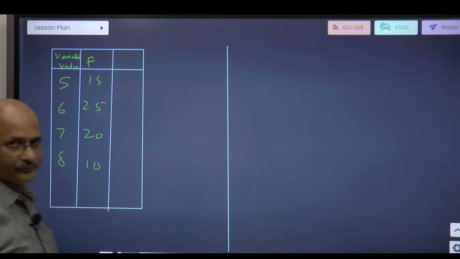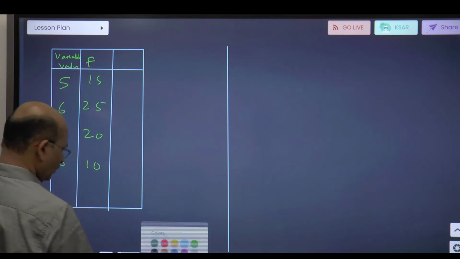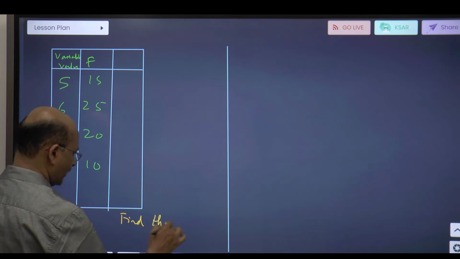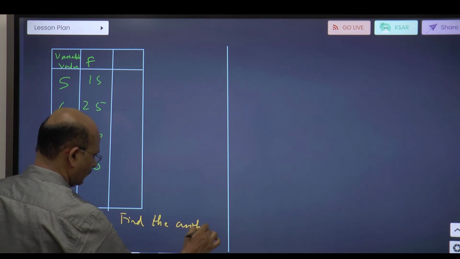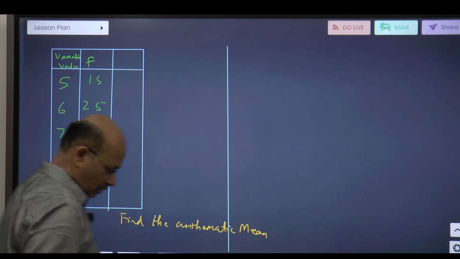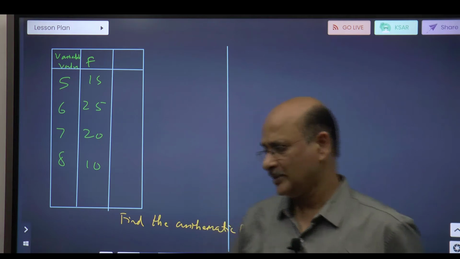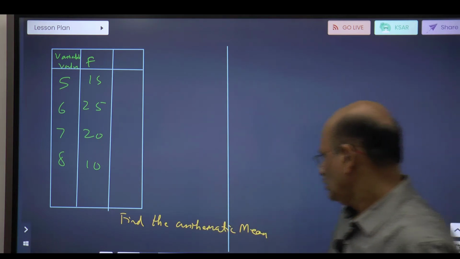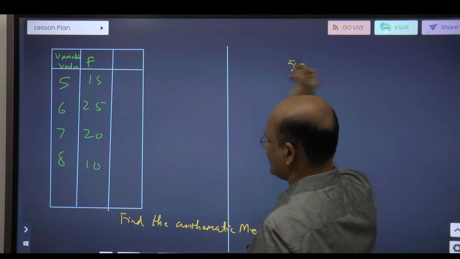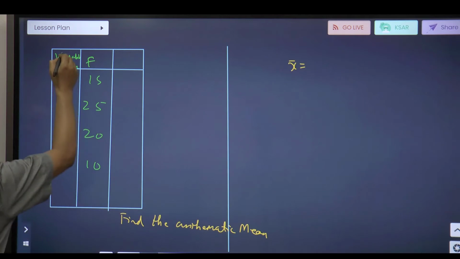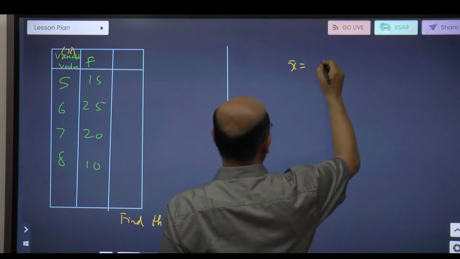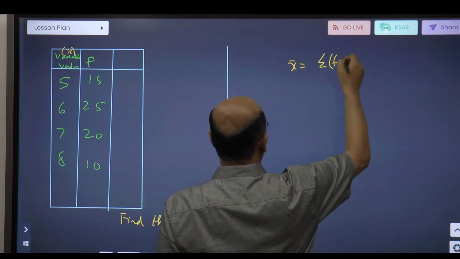Now, what are they asking you? Let us look at the question. They are asking you to find the arithmetic mean. You know, children, when I say find the arithmetic mean, what is arithmetic mean? I know the formula: x bar. Remember, the variable value is always taken as x. Sometimes they don't mention it, you can just take it directly as x. It is nothing but the sum of fx upon the sum of f.